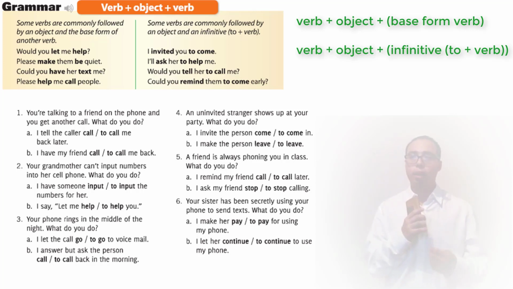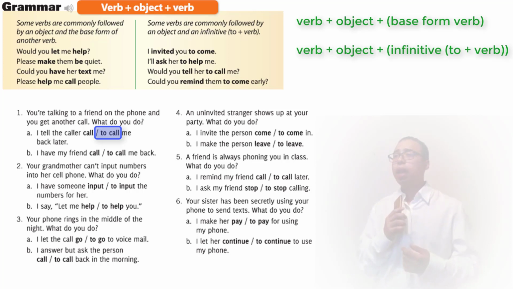To come early. Okay, so in this activity, we're going to circle the correct forms of the verbs. Number one says, you're talking to a friend on the phone and you get another call. What do you do? I tell the caller to call me back. Okay, so here we're using the infinitive, to verb. You can't just leave the verb alone. It can't be, I tell the caller call me back later. You have to add the to. I tell the caller to call me back later.